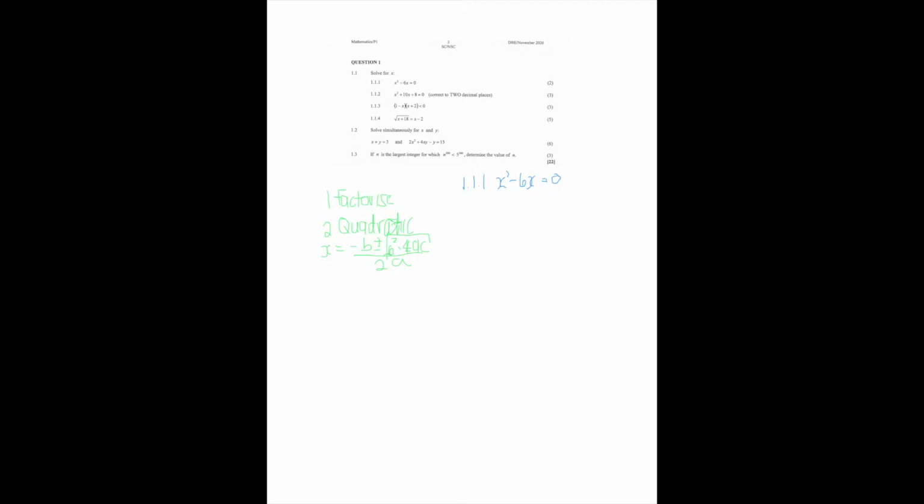Okay, so we have the equation x squared minus 6x is equal to 0. If we use the first method, which is factorization, so that would be method 1, then that means we're going to factorize. Now we can see from this equation that the common factor that we have on the left hand side of the equation is an x, so we can take out the x, and what we're left with is x times x minus 6, which is equal to 0.